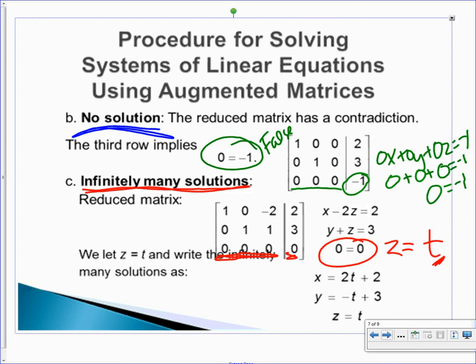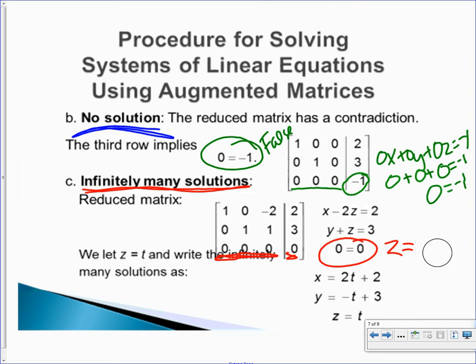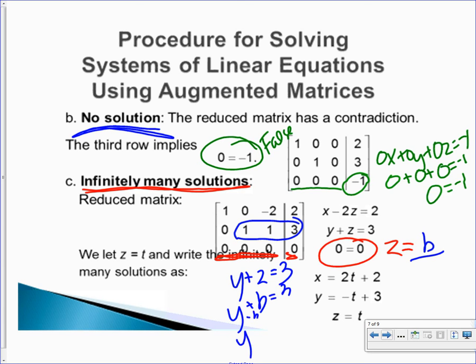So if z equals some letter t, let's use a different letter from the example so you can really see this work. If z equals b, for my favorite teacher, then doing back substitution, that line says that, not x, there's no x in that line, y plus z equals 3, and z equals b. So y, I'm going to subtract b from both sides, y equals 3 minus b, or you can write that as y equals -b plus 3, doesn't matter.